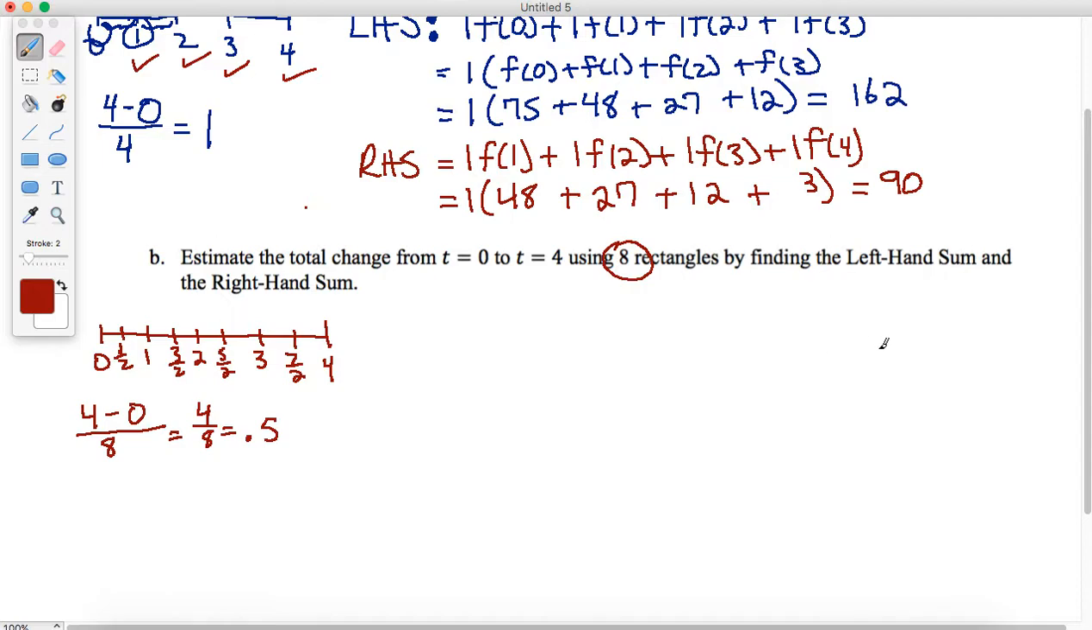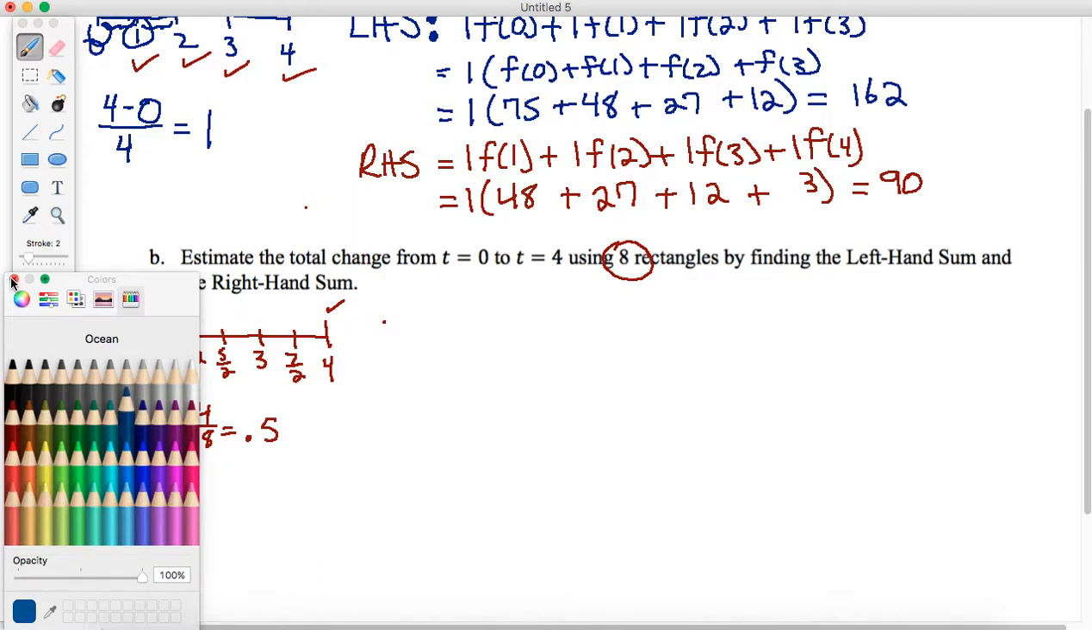The only difference in using 8 rectangles is that now I just have more rectangles. When I do the left-hand sum, I'm going to leave off the rightmost endpoint. For the right-hand sum, I'm going to leave off my leftmost endpoint and use the others to create my rectangles. I'm going to do my left-hand sum first.